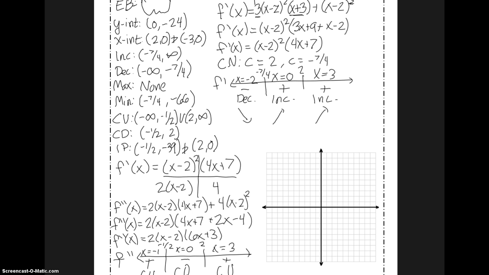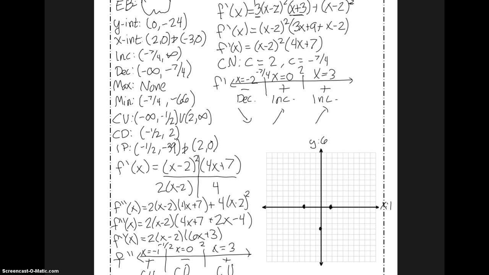So here's all the information I need to graph, and let's see, I've got some pretty big y values, so I will scale my y-axis by 6. I will keep x at a scale of 1. Y-intercept is at (0, negative 24). So that's going to be actually at negative 4 on the y, because each y mark represents 6. An x-intercept at positive 2 and an x-intercept at negative 3.